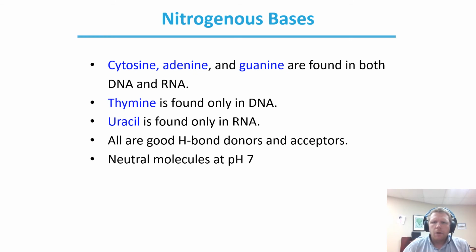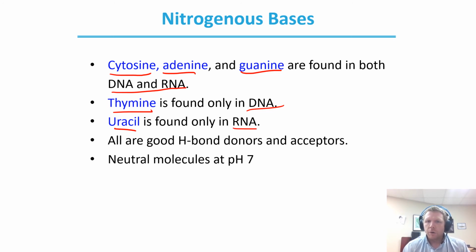So for our nitrogenous bases, we've got several of them. We've got cytosine, adenine, guanine, thymine, and uracil. Okay, so there's a total of 5 of them. Cytosine, adenine, and guanine are found in both DNA and RNA. Thymine is found only in DNA, and uracil is the corresponding nitrogenous base to thymine, which is found in RNA. Now, these are all great hydrogen bond donors and acceptors. They are neutral at a pH of 7.